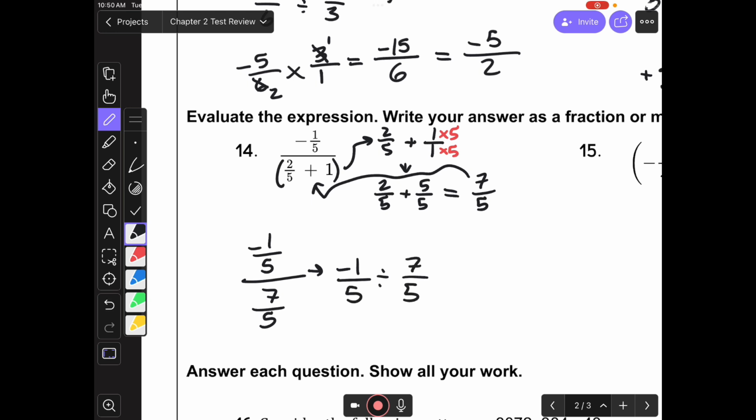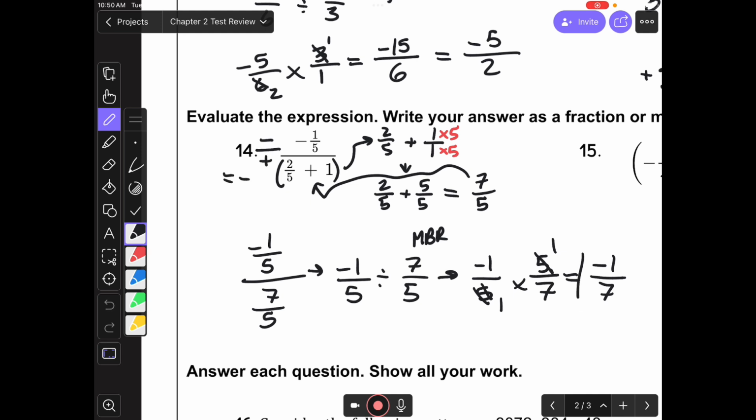Oop, I'm dividing by a fraction again. This is where I multiply by the reciprocal. The reciprocal of 7/5 is 5/7. I can do some cross simplifying here. Both of these are divisible by 5. Negative 1 times 1 is negative 1. 1 times 7 is 7. I had a negative over a positive. This has to be a negative answer, which my answer matches.